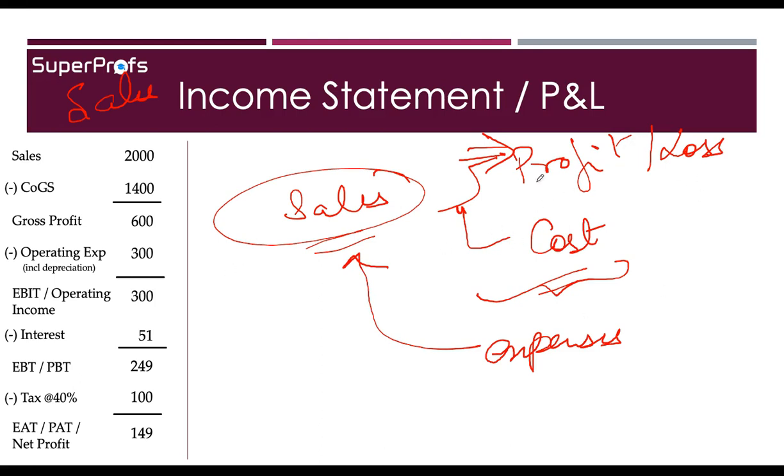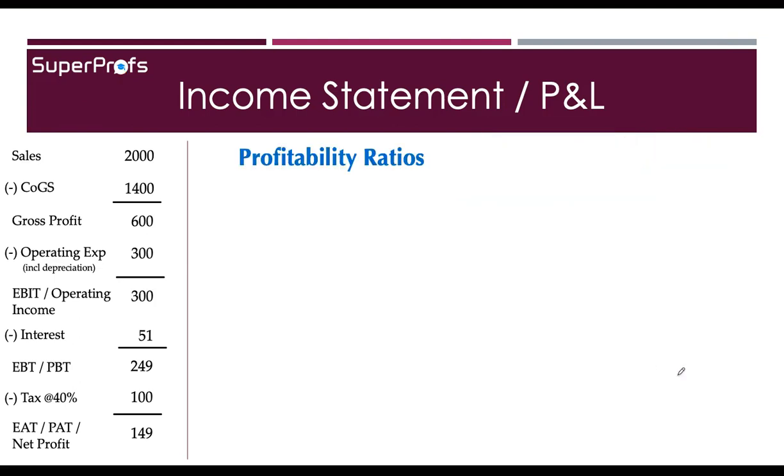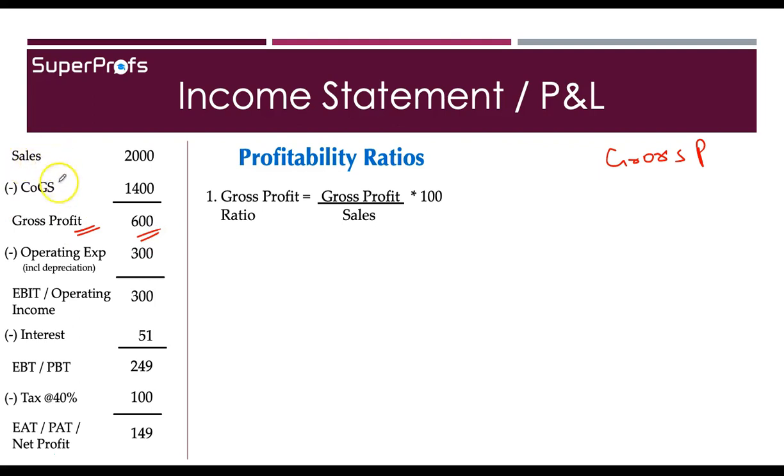So we will discuss two kinds of ratios. One is the profitability ratio and the other one is expense ratios. Now the very first profitability ratio will come directly from the gross profit, and that is gross profit ratio. Now what is your gross profit? Gross profit is simply your sales minus cost of goods sold. So gross profit ratio becomes gross profit divided by sales into 100. Therefore the value will become 600 upon 2000, which will be your 30%.